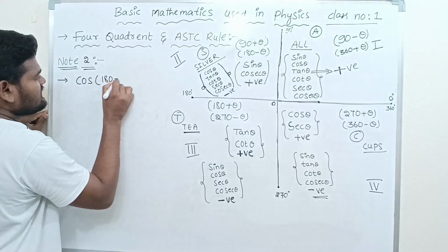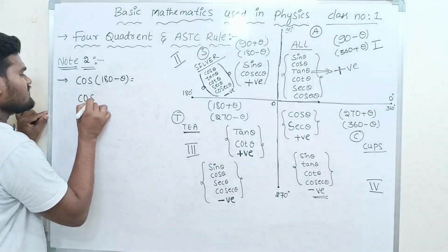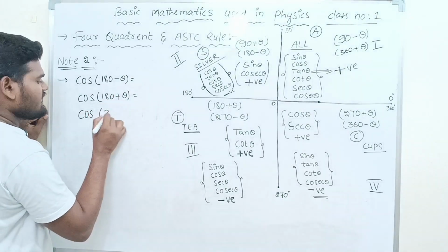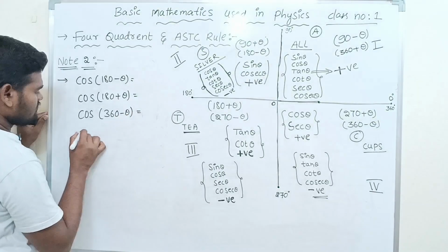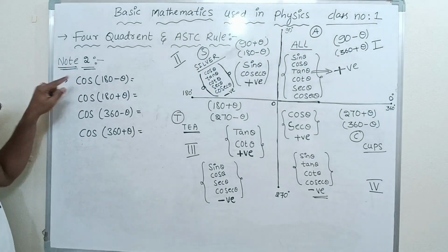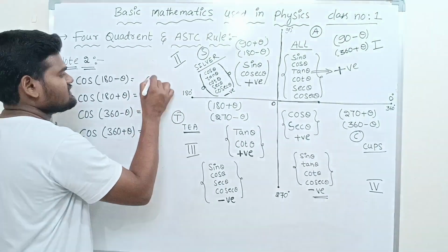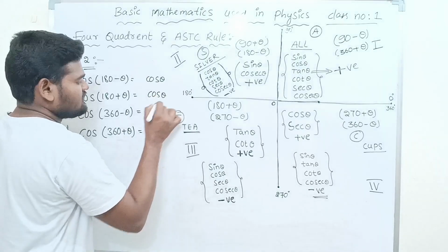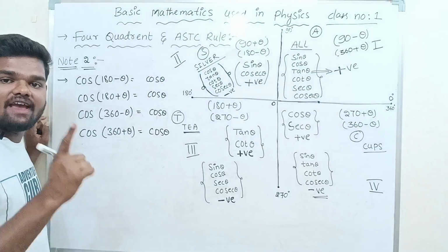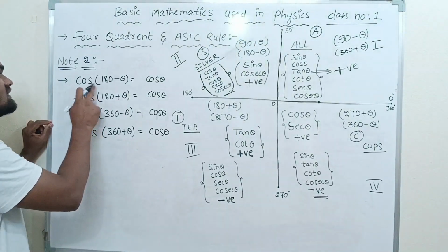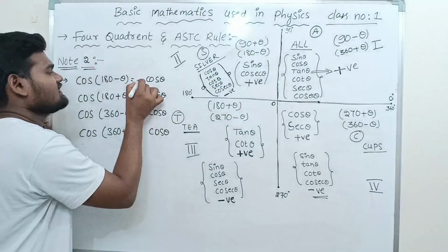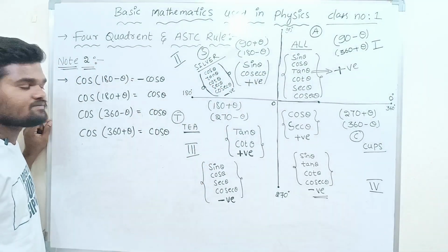Cos of 180 minus theta, cos of 180 plus theta, cos of 360 minus theta, cos of 360 plus theta. So how can we write for 180 and 360? Cos remains cos theta, cos theta, cos theta, cos theta. But we have to check the sign. Cos 180 minus theta, second quadrant. In the second quadrant, cos is minus, so the result is minus cos theta.